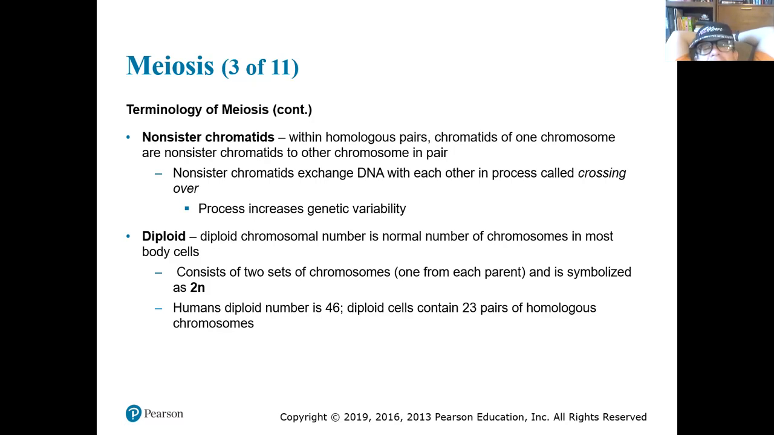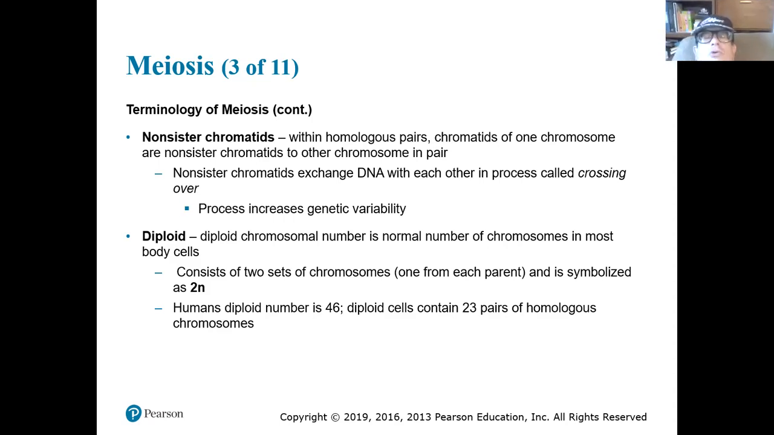Diploid means you got two copies of the DNA. In fact, I often say diploid because di for two. The di or bi means two. And you get one set of DNA from daddy and one set from mommy, so you have two sets in a normal cell. That is a diploid cell. Normal cells in your body have two sets.